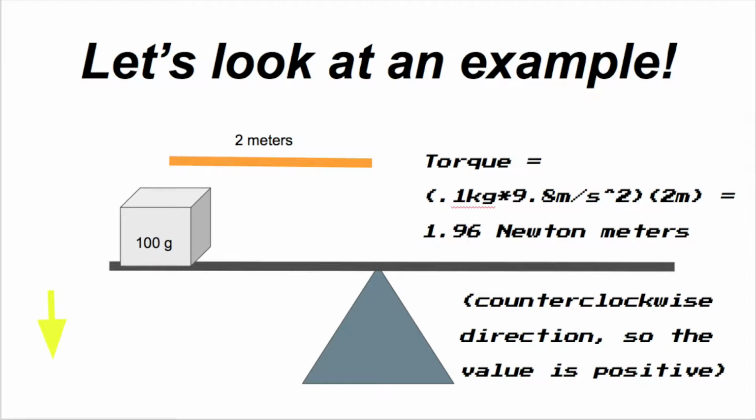If we put a 100-gram block 2 meters to the left of the axis of rotation, then the system will move in the counterclockwise or positive direction. Since torque is equal to force times the lever arm, you have to multiply the 100 grams or 0.1 kilograms by 9.8 meters per second squared to get force, then multiply that by 2 meters for a total torque of 1.96 Newton meters. Because this forces the system to move in the counterclockwise direction, it is a positive torque.